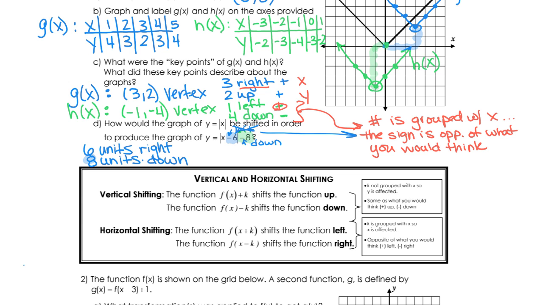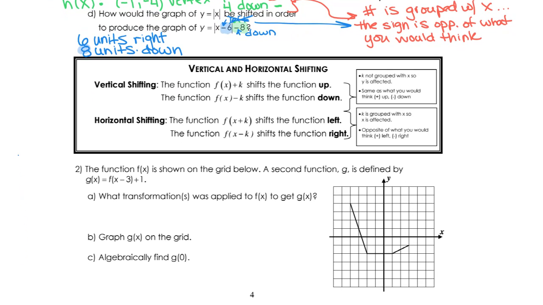So on the bottom here, talks about vertical and horizontal shifting. Okay? And the tricky one is the horizontal. And it's not so much that it's tricky, okay? It just does the opposite of what you would think. So you see a plus k grouped in there. That plus makes you want to say that it's going to the right. But it's not. It's going to the left, okay? This minus in here makes you think to the left. Okay? Again, it's grouped with x, so it's either going to be left or right, okay? But it's grouped with x, so it's going to do the opposite of what you think, okay?